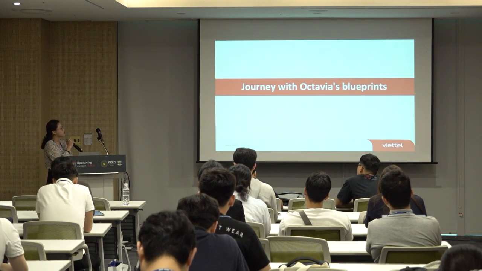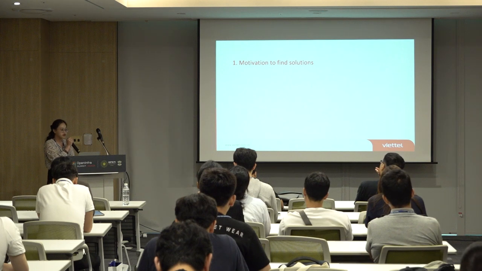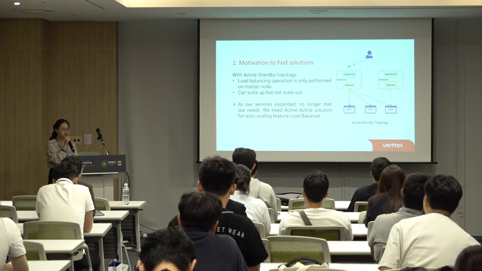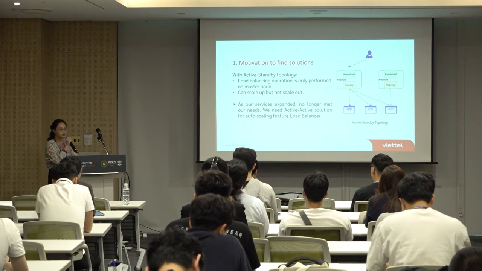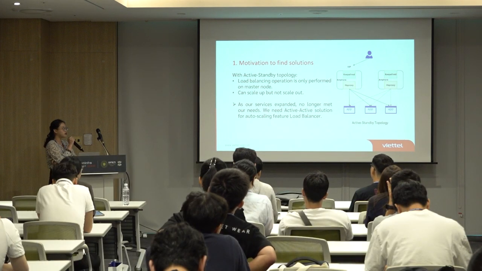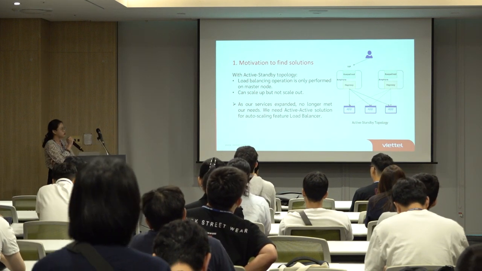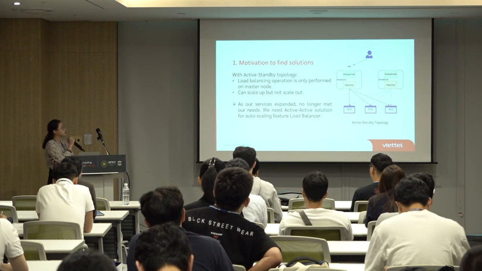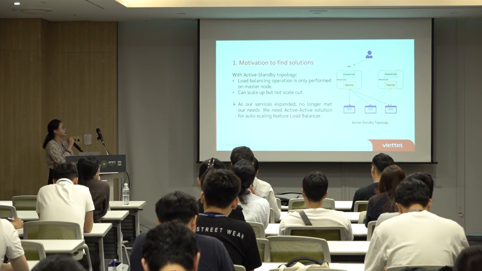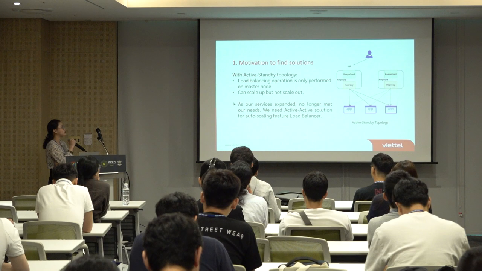Let's start the journey with Octavia Amphora. About our motivation to find our solution. As you know, with active-standby topology, the load balancing operation is performed on the master node, and it can scale up by changing the flavor of Amphora to increase the CPU and RAM. This works, but we cannot scale out to increase the number of Amphora. So, at our service end, it is no longer enough. We need an active-active solution for the auto scaling feature of the load balancer.